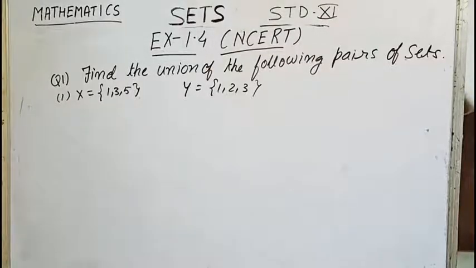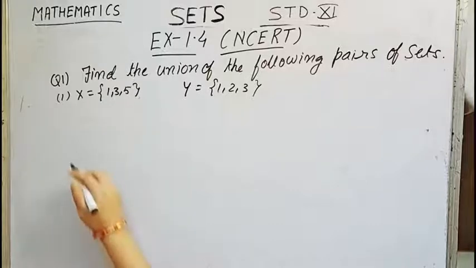Hello students, let us do exercise 1.4 of NCERT, which is based on the concept of the properties of operations of union and the intersection of the sets, which we discussed in the last video. So let us proceed with question number 1. Question number 1 is: find the union of the following pairs of sets.